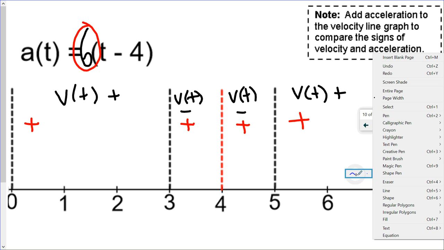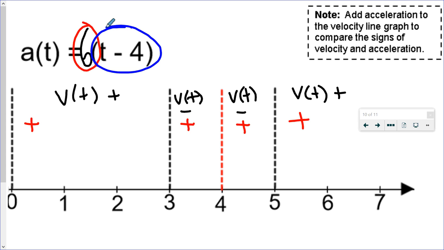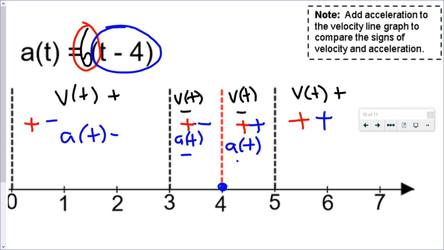And then let's look at my t minus 4. So the factor t minus 4 is 0 when t equals 4. So to the left of 4, that factor will be negative. To the right, it will be positive. So now what we're going to look at is the acceleration in each one of these intervals. So a positive and a negative means acceleration is negative. Positive and positive, acceleration is positive.